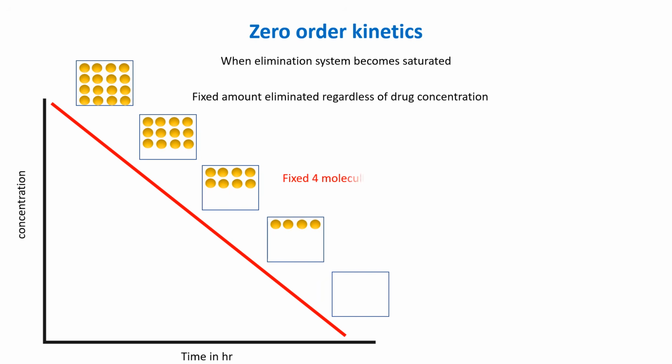The elimination rate does not depend on the drug concentration, making the relationship between the dose and drug level non-linear. Drugs like phenytoin, alcohol, and high doses of aspirin follow zero-order kinetics at therapeutic or higher concentration.